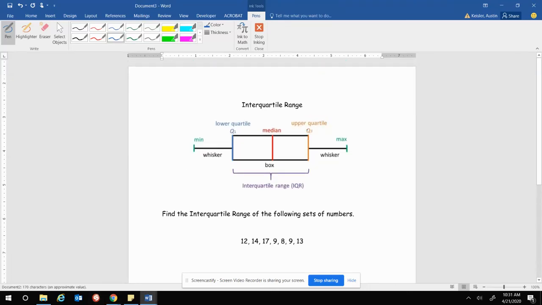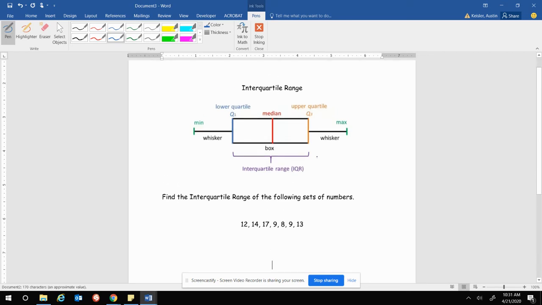All right, today we're going to look at interquartile range. We've kind of looked at this a little bit with box plots. We're going to actually figure out how to find an interquartile range just from a set of numbers. But just as a little reminder, the interquartile range is the range of the first and third quartile.